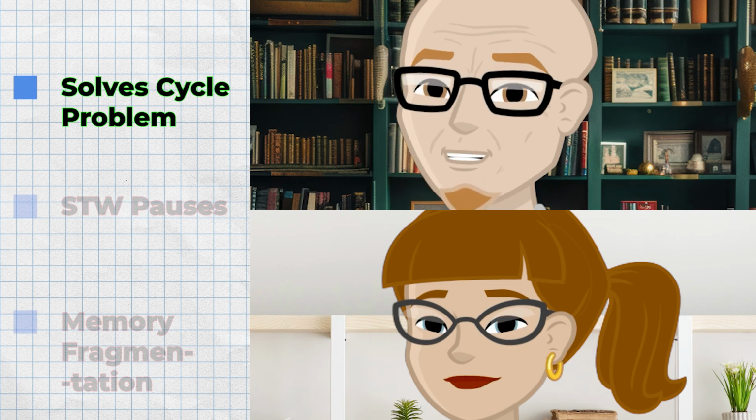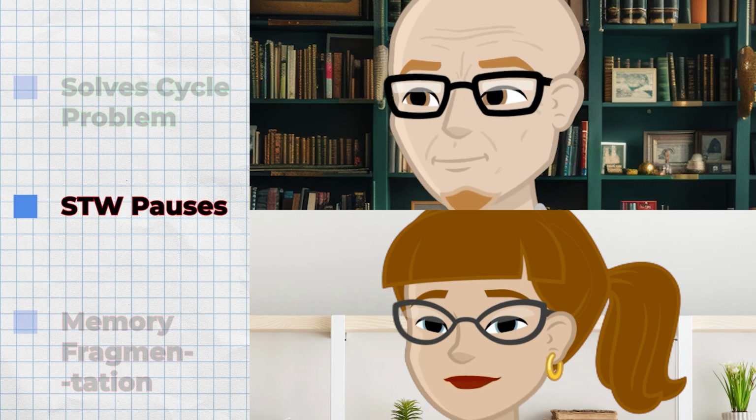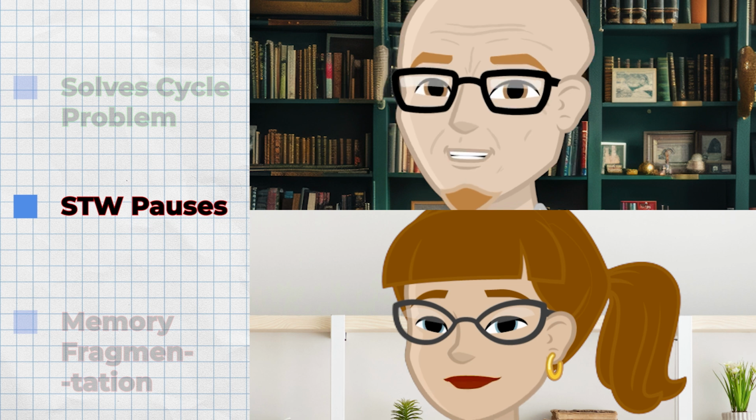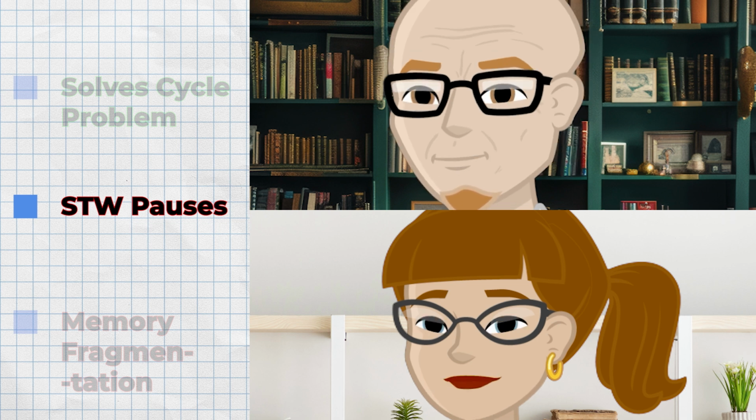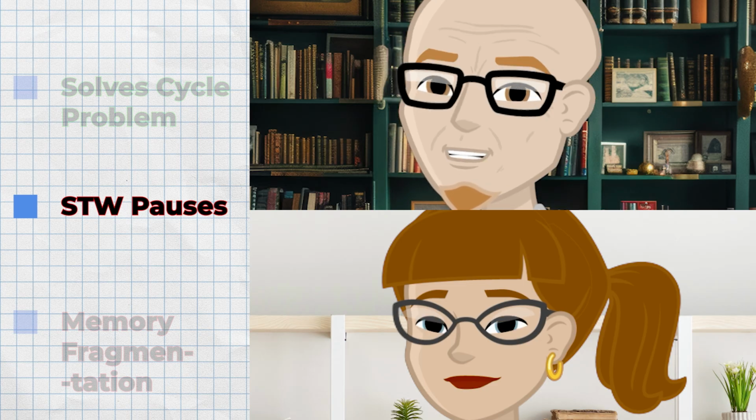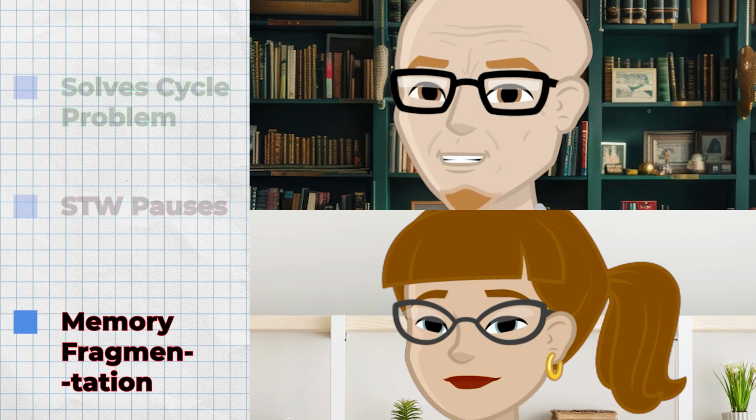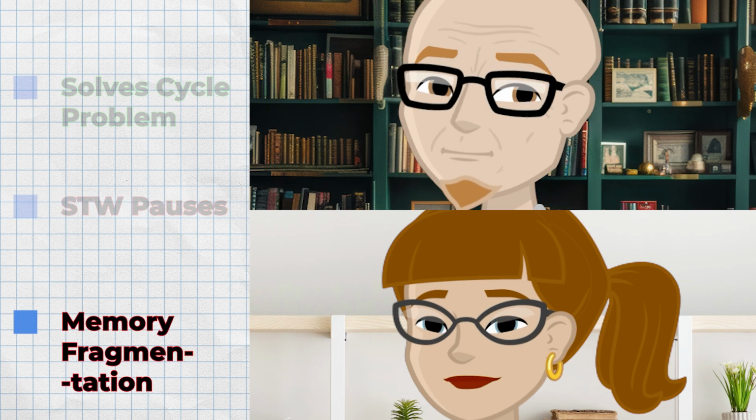Major win over basic reference counting. Okay, sounds better. Downside? Traditionally, the big one is stop the world, STW pauses. Sounds dramatic. It is. Your entire application literally halts, freezes completely, while the marking and sweeping happen. For interactive apps like a game or a UI, that can feel like a really annoying stutter or freeze. Not ideal. And it also tends to lead to that memory fragmentation problem we mentioned.